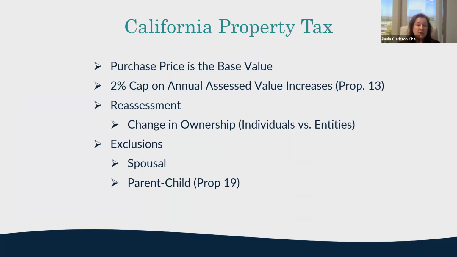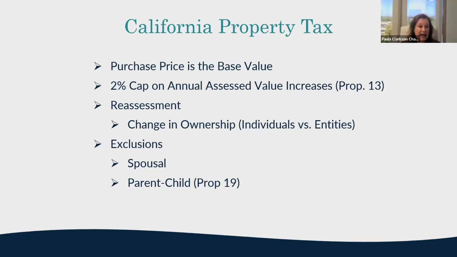Property tax is another huge issue to consider when someone passes away. Property tax in California is generally based on the purchase price of the house. Now, it can go up to 2% every year. That's under Prop 13. That's a huge benefit that Californians have, that our property is not reassessed every year to the fair market value.